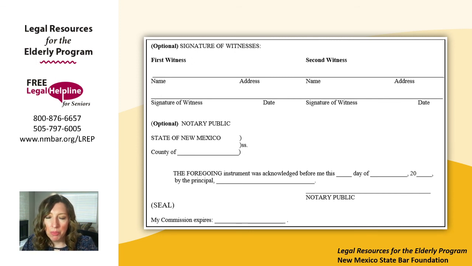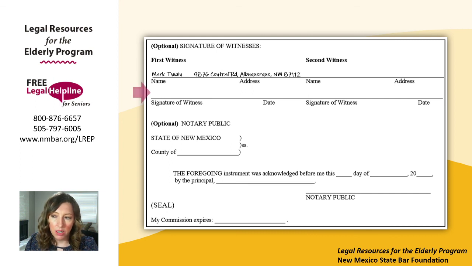At the bottom of page 4 of the Advanced Healthcare Directive form, you will find that there are optional sections for witnesses and to have it notarized. So if you decide that you want people to witness you signing this document, you can have up to 2 witnesses and you can complete their information. So in this example, if we had 1 witness, we would put their name and address on the first line. They would sign and date below.